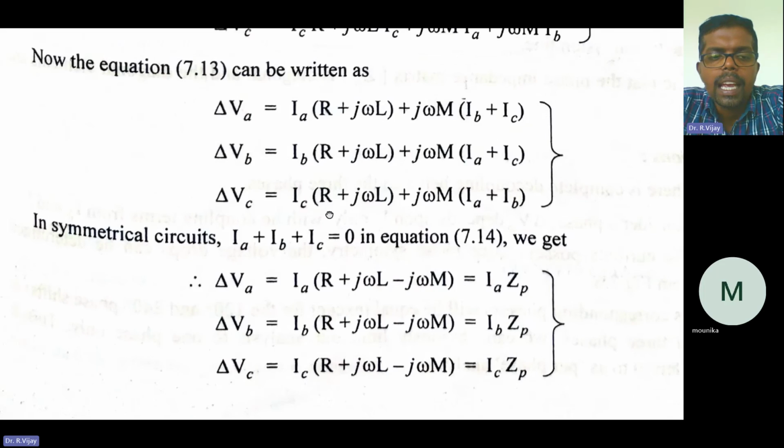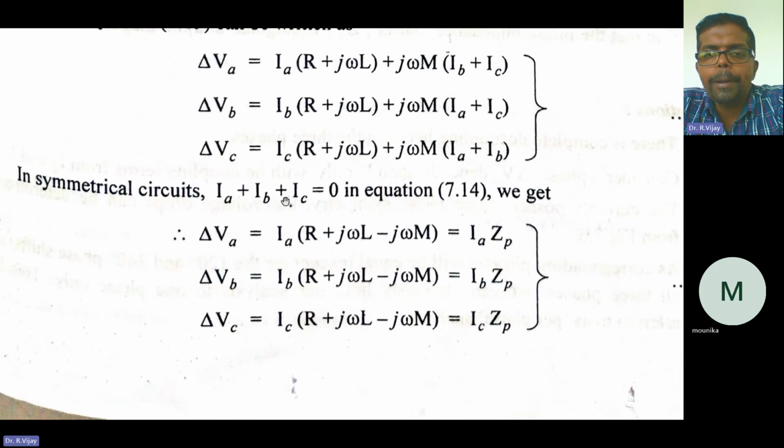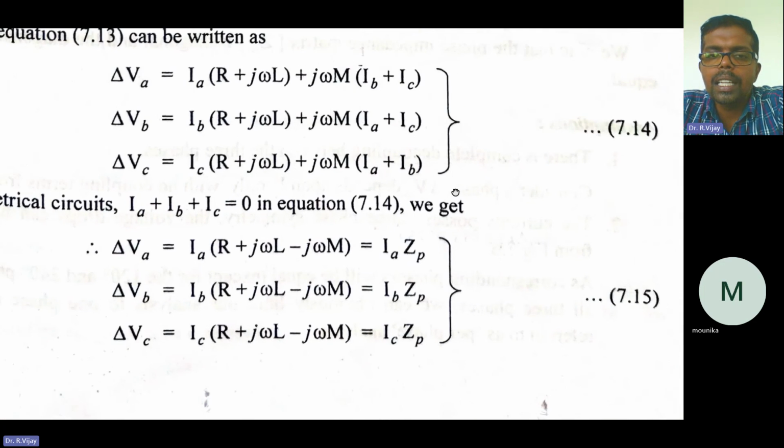Similarly for C. So in a symmetrical circuit, IA plus IB plus IC is equal to 0, that you know. You substitute that in this equation, and the equation becomes del VA is equal to IA into R plus j omega L minus j omega M, minus j omega M.